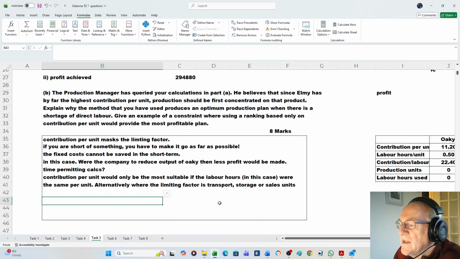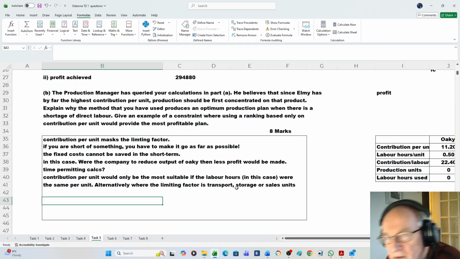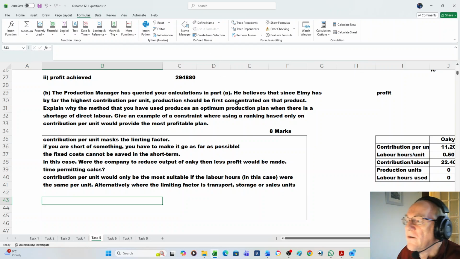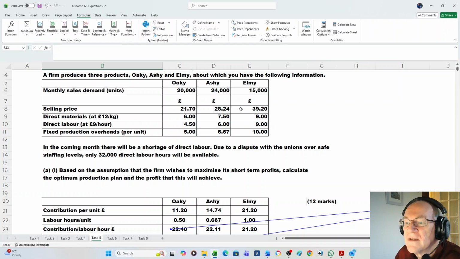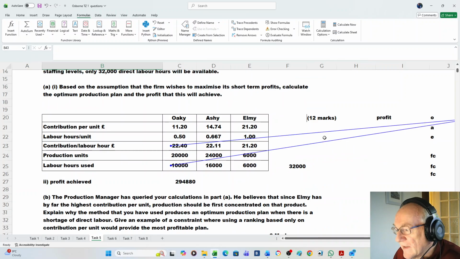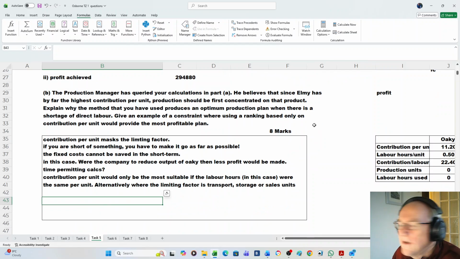Alternatively, where the limiting factor is transport, you can only transport so many units. Storage, you can only store so many units. Or sales units, you can only sell whatever it is, not the 59,000, you can only sell 50,000 regardless. You're going to sell mostly Elmi in that case. So there's something along those lines.